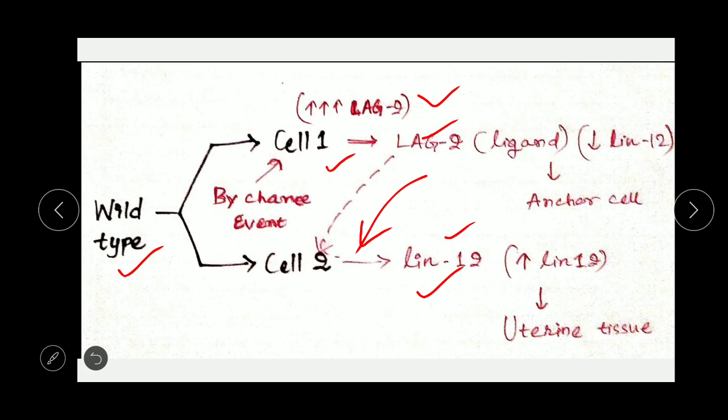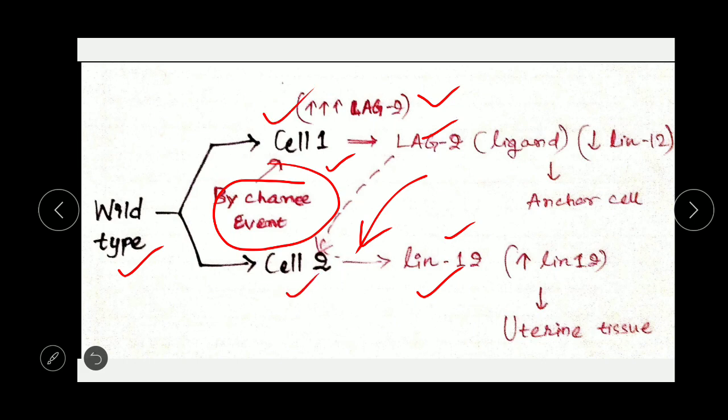As you have already discussed, the cell with higher concentration of lin-12 will become the precursor for uterine tissue. So here cell 2 will become uterine tissue. The whole process is a by chance event, because you don't know which cell will become the anchor cell, and which cell will become the uterine tissue. One of the cells by chance will produce high quantity. This can be cell 1 or this can be cell 2 also.